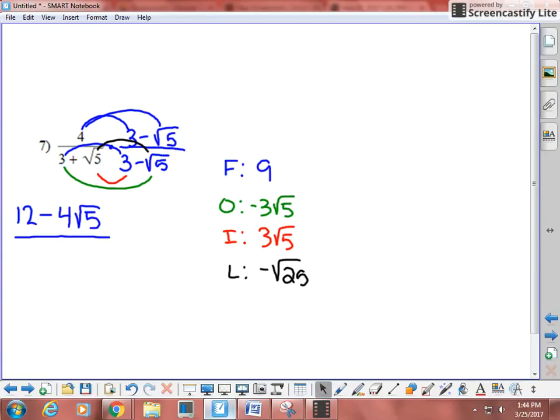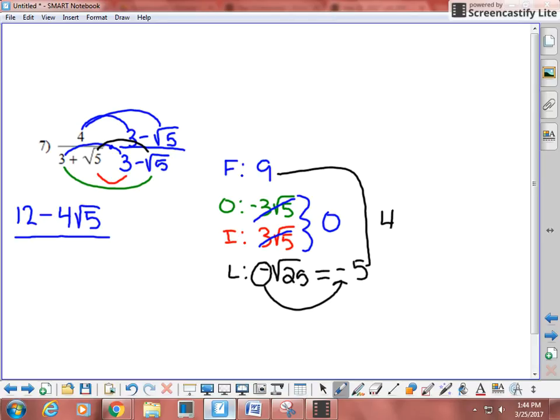Okay, so here's what the benefit of this is. What we're trying to do is not have any square roots left in the bottom. So when we combine our like terms, this is a positive and a negative, so that's going to give me 0. These are going to go away. What I know is I know that the square root of 25 is 5, and this negative sign out in front makes it negative 5. Okay, so when I put these two together, I really get 4.